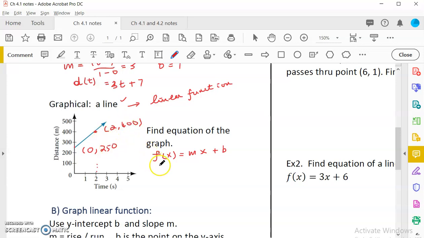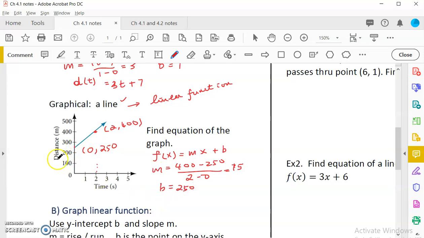And so m would be y2 minus y1, 400 minus 250, over x2 minus x1, 2 minus 0. So it's 150 over 2, so it's 75. So I have m. What is b? B is the y-intercept, which is 250.